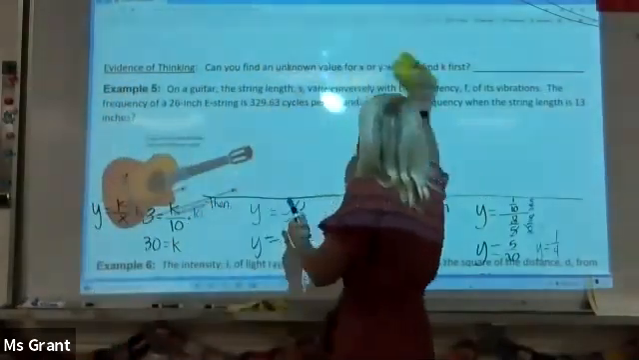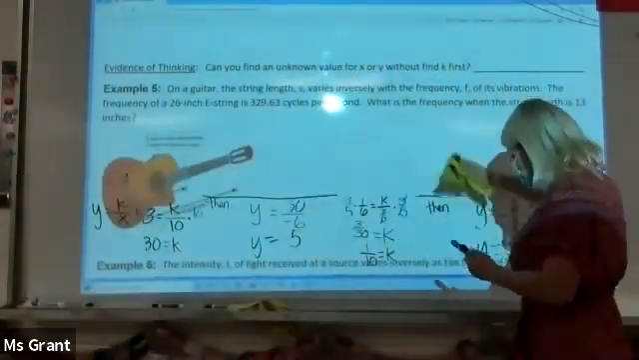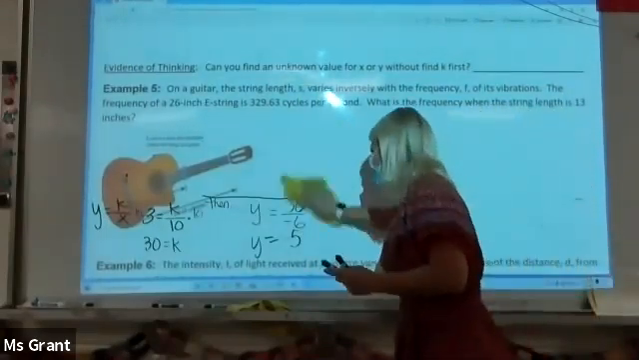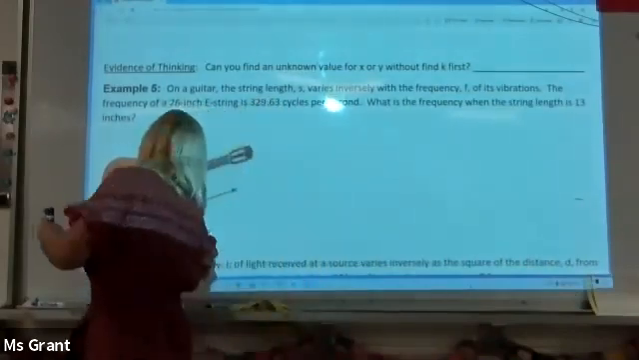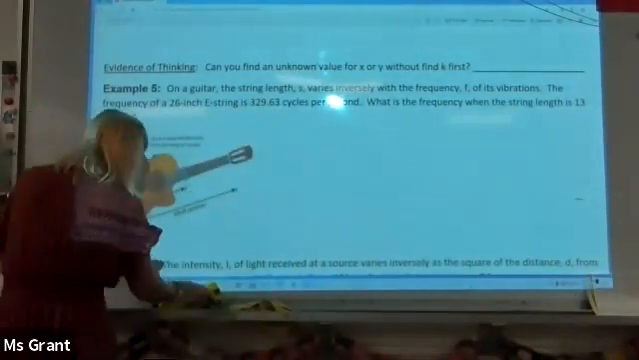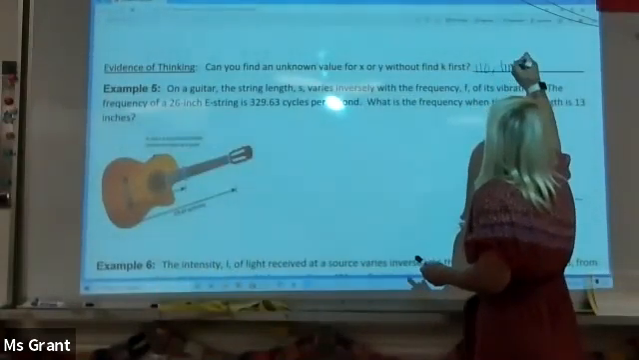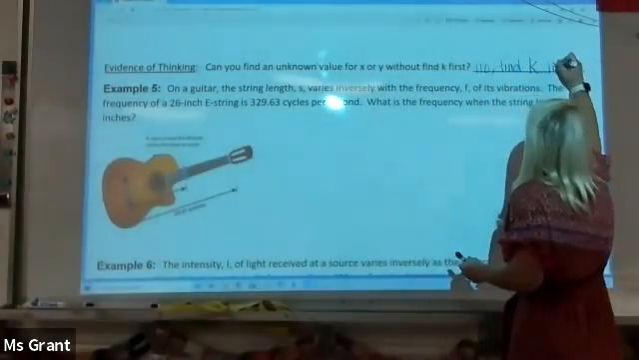Evidence of thinking. Can I find an unknown value of x or y without finding k first? No, I have to know what k is. So no, you need to find k first.